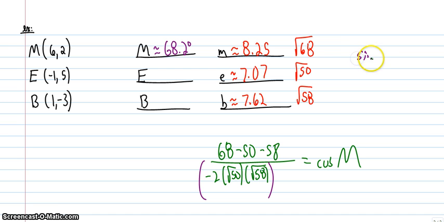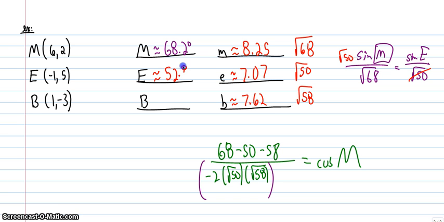Then we could say sine of angle M over little m is equal to the sine of E, which we don't know yet, over little e. Multiply both sides by square root of 50. So root 50 times the sine of M divided by the square root of 68 is a decimal. Take the sine inverse of both sides, and you get angle E to come out to 52.8 degrees. Then take 180 minus M, minus that answer, and you get angle B to come out to 59.0 degrees.